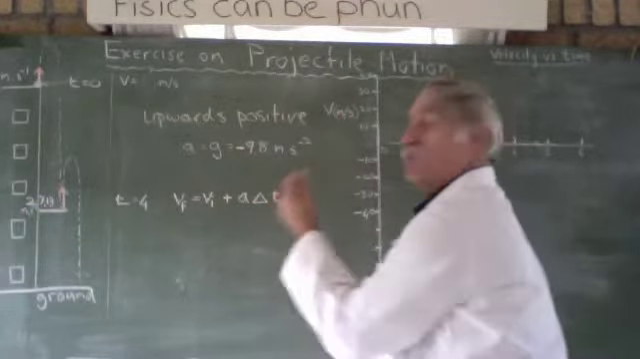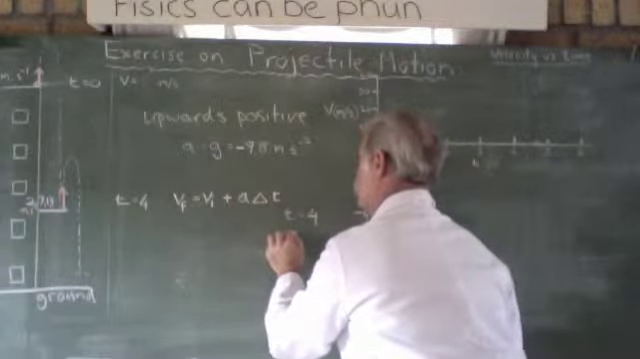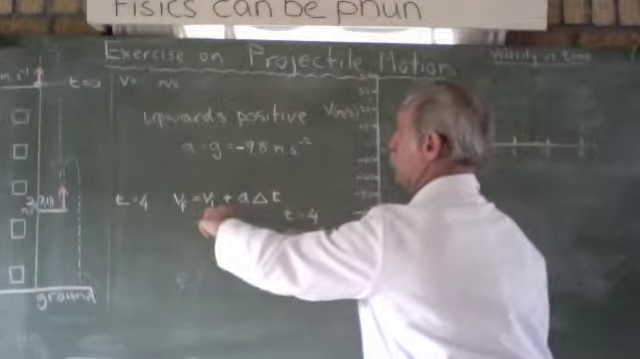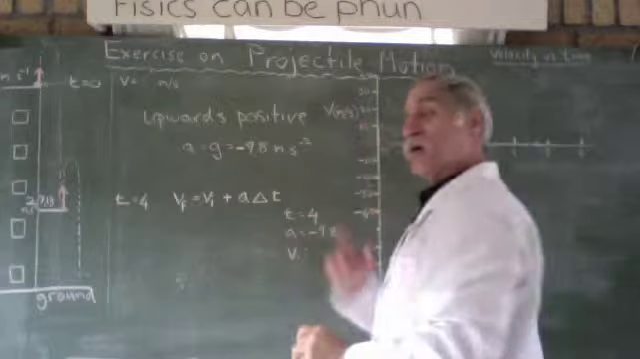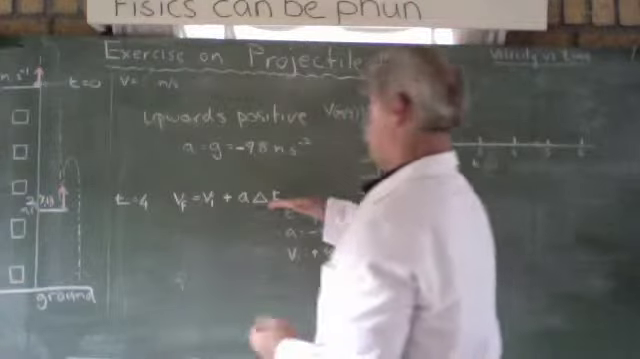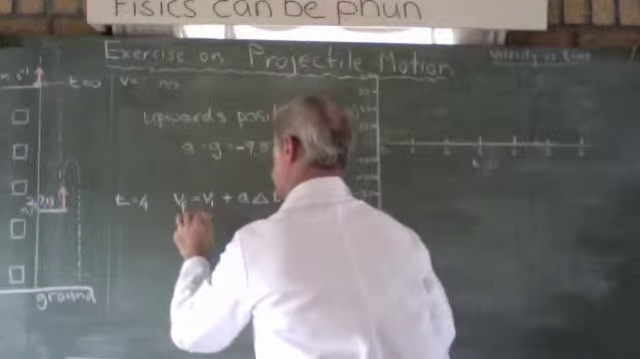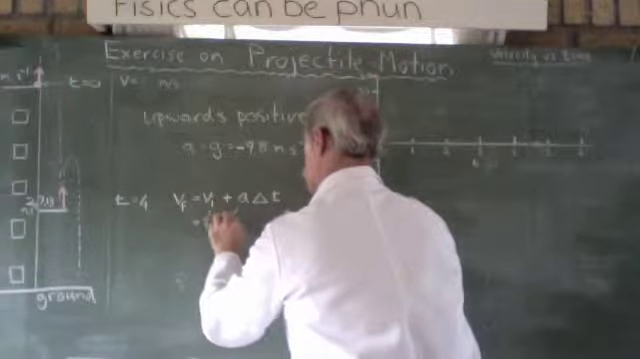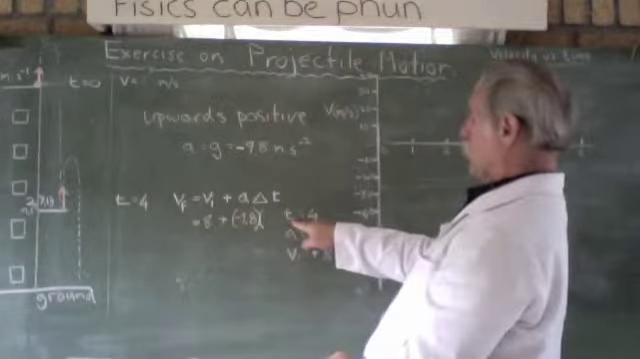So it's good practice: what is the time for? What is a, or g? It's negative 9,8. What is v initial? Well, they tell you that it's going upwards at 8. So v initial is positive 8. And there we go. We just now plug in our values. Initial velocity is 8 plus minus 9,8 times delta t, 4 seconds.